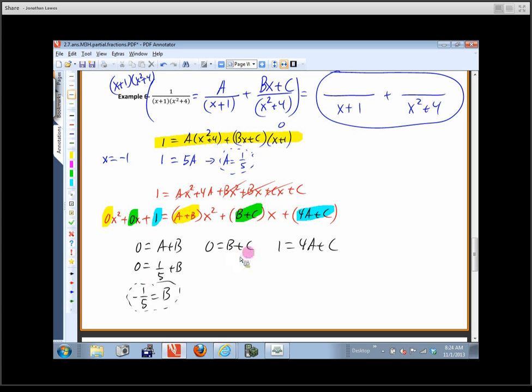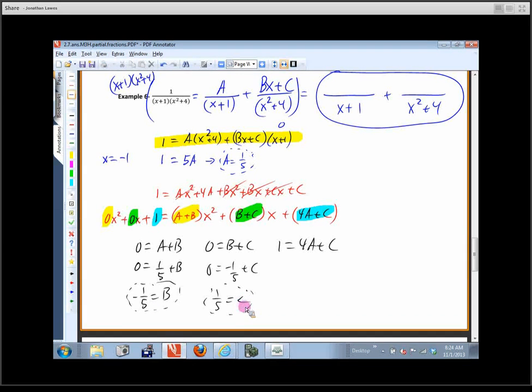Well, now let's turn to this one right here. Do I know either one of these? Yes, I do. I know what b is. So 0 equals negative 1/5 plus c. If I move that to the other side, I get 1/5 equals c. So now I have a, I have b, and I have c.